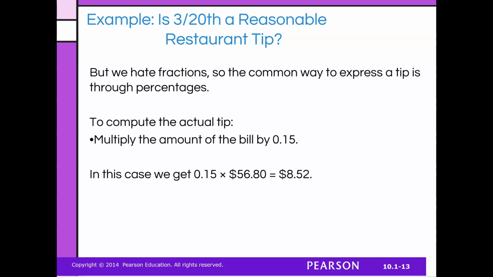So remember, to compute the actual tip, you're going to take that percentage value as a decimal, multiply by the total, and that'll give you your actual tip.